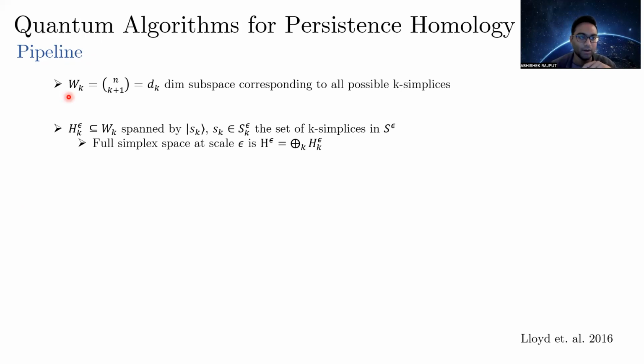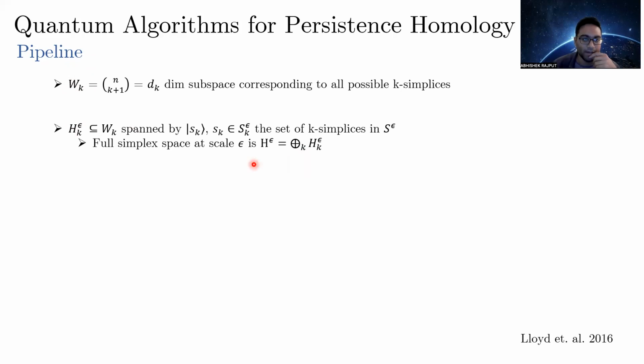And so this larger space of all simplicial complexes is called W sub K. And then the subspace that we're actually interested in is what we're calling H sub K. And then the superscript epsilon is just in case this is at a particular scale epsilon that we've chosen.